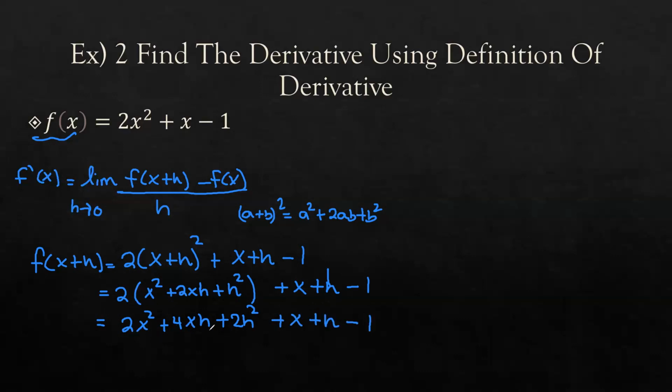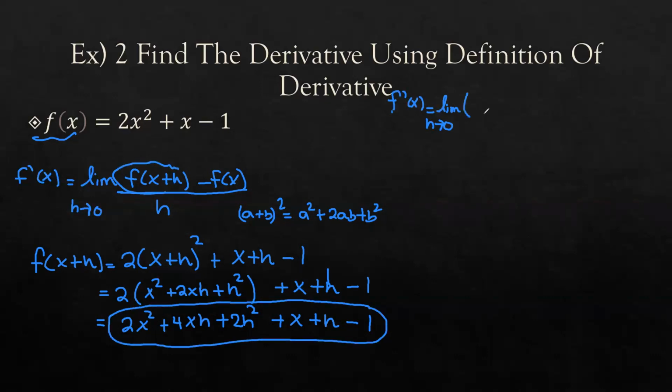Do you see anything you can cancel or collect? I don't see anything. So now we're just going to try to put it in the formula. So it's going to be f prime of x equals the limit as h approaches 0. And then we said that f of x plus h is this whole thing.